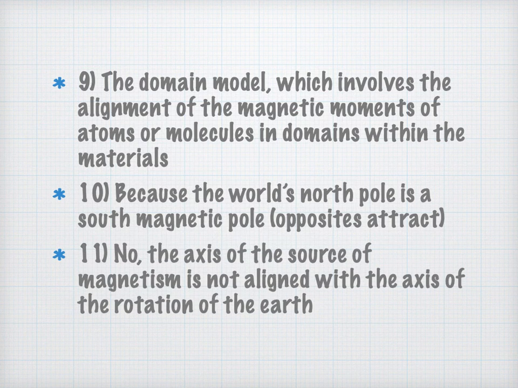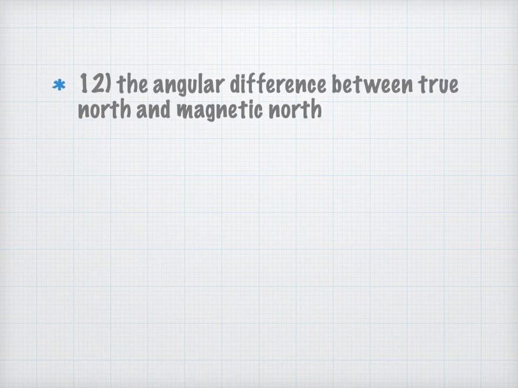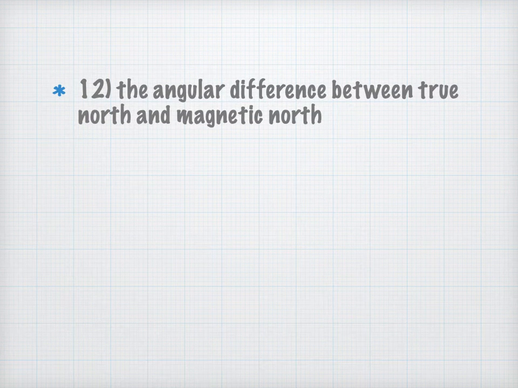The axis of the source of magnetism is not aligned with the axis of the rotation of the Earth. So whatever makes the Earth a giant magnet, that axis, north-south, is not the same as the rotation of the Earth. About a 5-degree difference, I believe, is what the answer is. All right, number 12. What is magnetic declination? Interesting, the book had a very simple answer. It's the angular difference between true north and magnetic north.